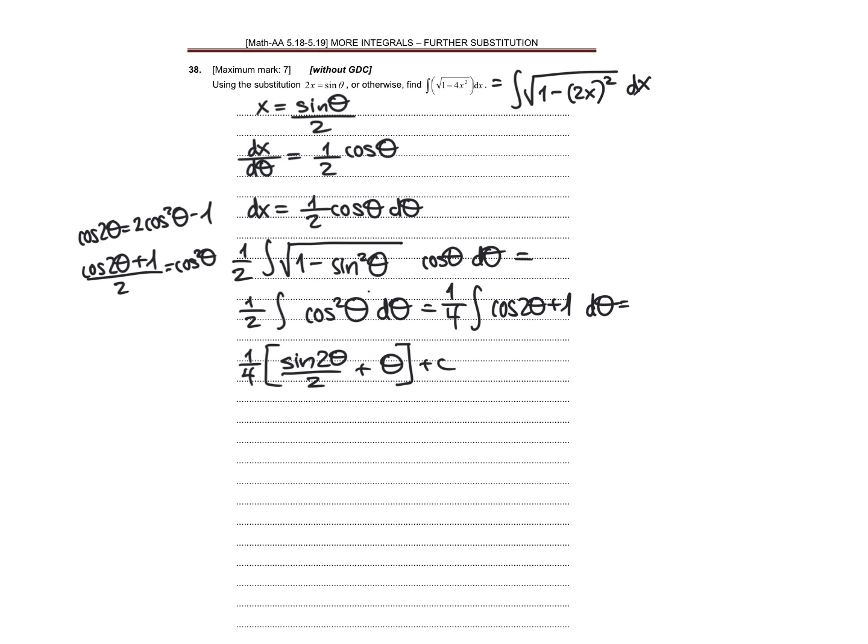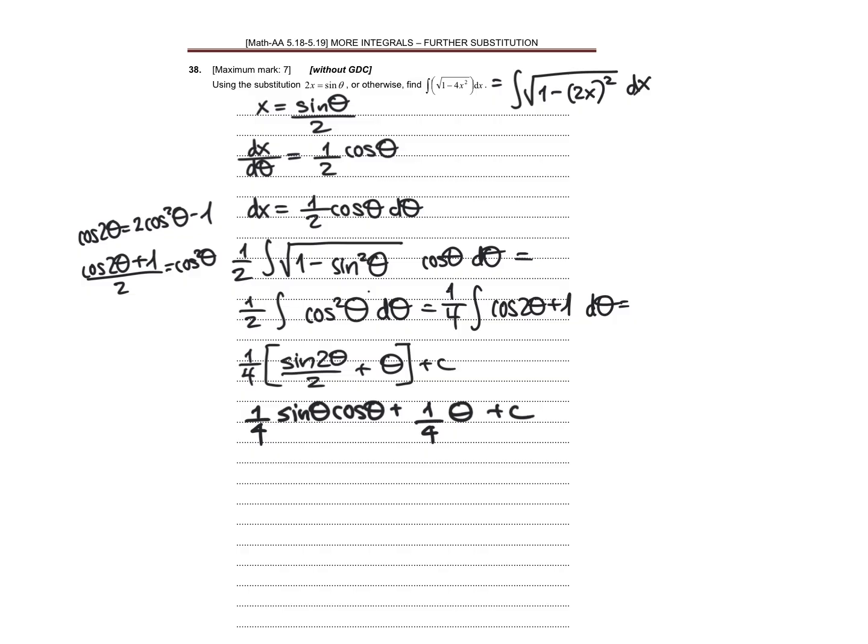And distributing the 1/4, I'm also going to write sine 2 theta as 2 sine theta cosine theta. So I'm going to cancel the 2's, and it's going to be 1/4 sine theta cosine theta plus 1/4 theta plus c.